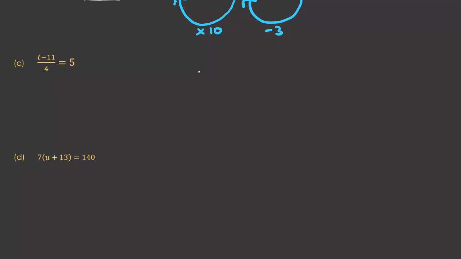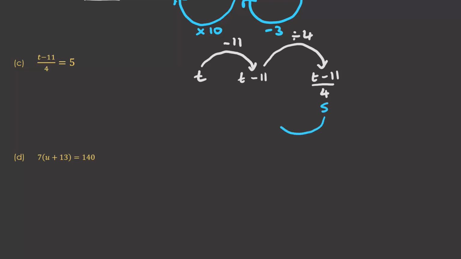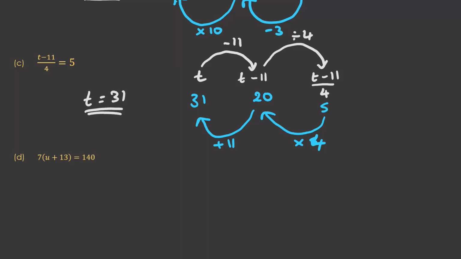If we start with the t here, the first thing that's happened to that t is that 11's been subtracted from it, giving me t take away 11. All of that has then been divided by 4, giving me t minus 11 over 4. Let's work backwards from the 5. We need to multiply by 4, which is the inverse operation, giving me 20. And then I need to add 11, giving me 31. So t is equal to 31.